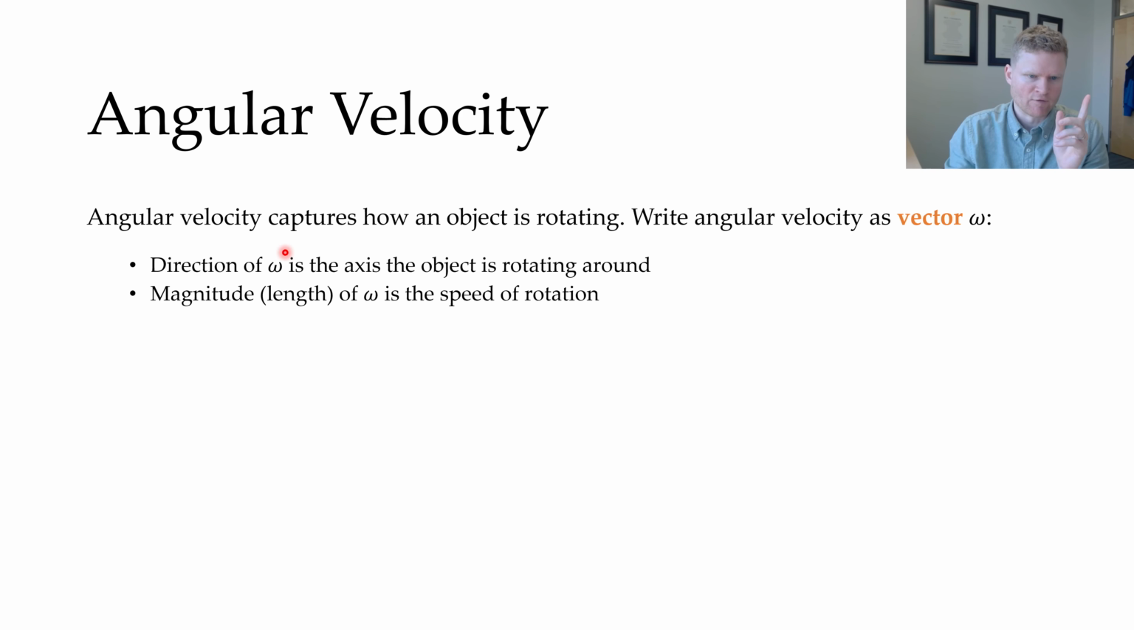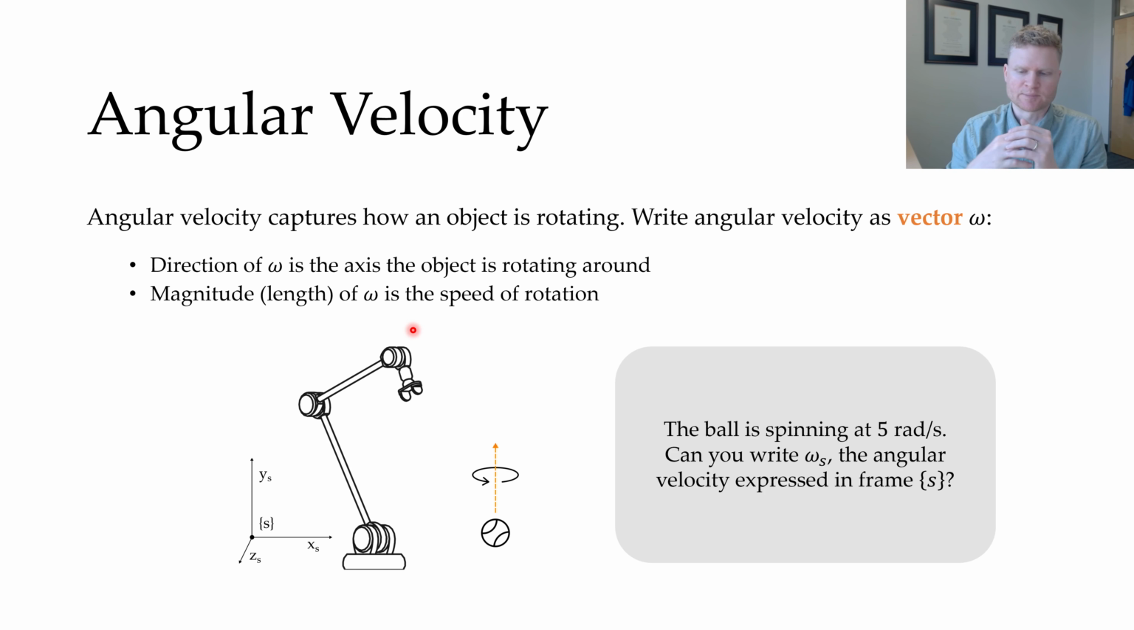The direction of omega is the axis that the object or the coordinate frame is rotating around. So if this coordinate frame is rotating around the x-axis, we would write maybe 1, 0, 0 as its direction. The magnitude or the length of omega is the speed of rotation. So again, you take your overall vector, you look at the magnitude of that vector, that is the speed, how quickly this object or coordinate frame is rotating.